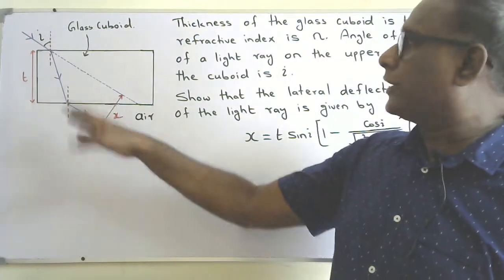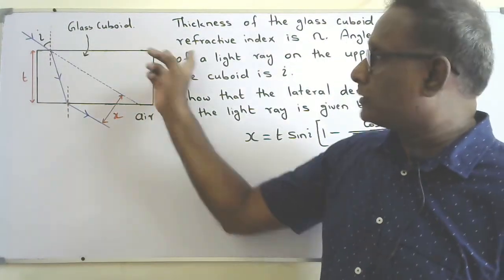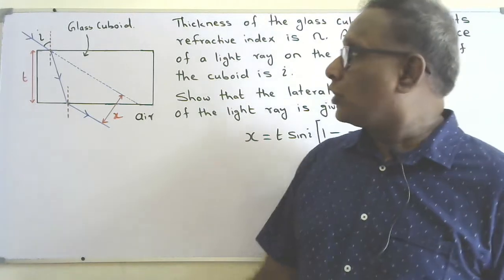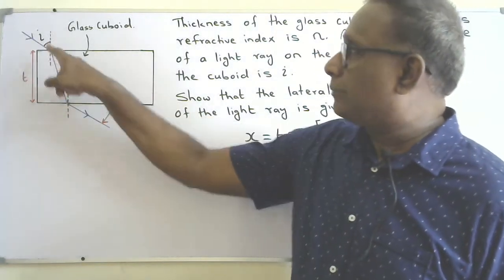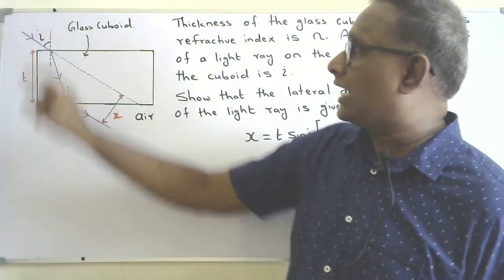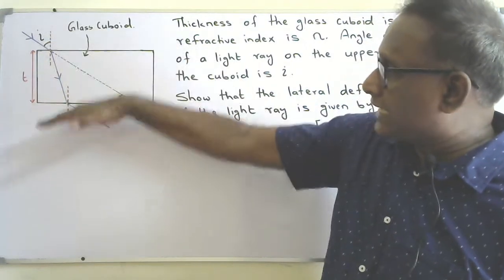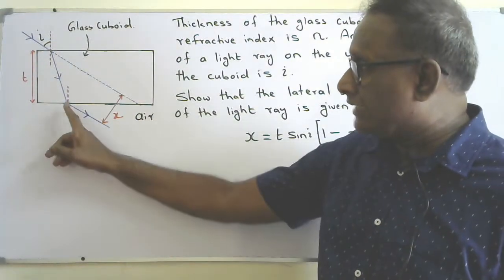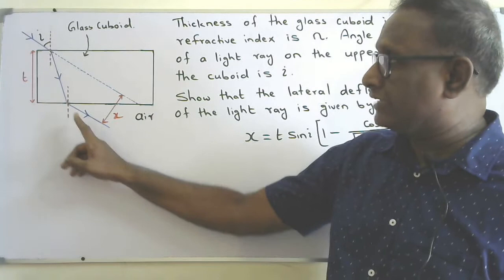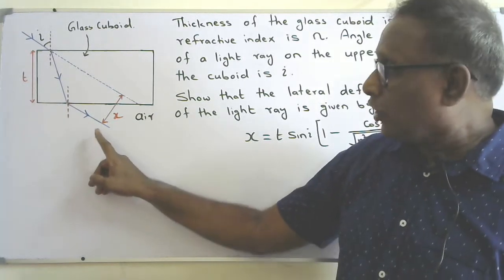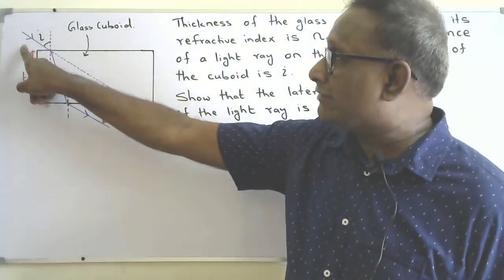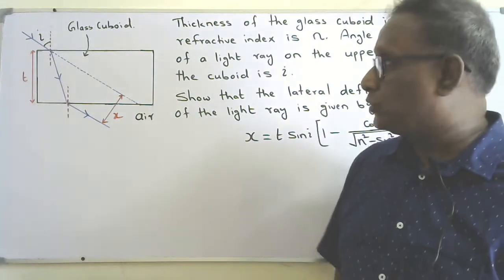Okay, a glass cuboid is kept in air, so you know the opposite sides are parallel. Light is entering from the upper surface, the angle of incidence is I. Since the opposite sides are parallel to each other, the light ray which is emerging into air will be parallel to the light ray entering into the glass cuboid.